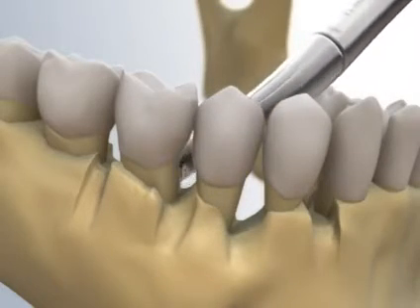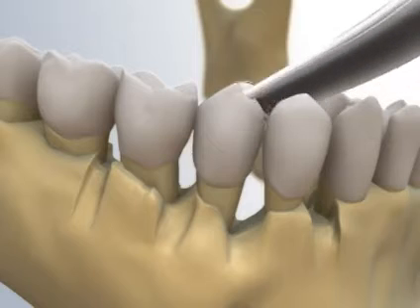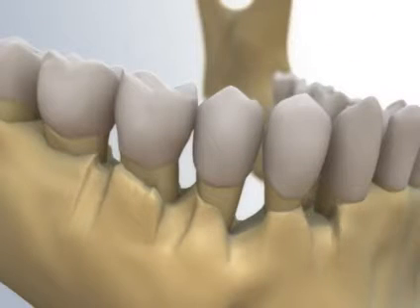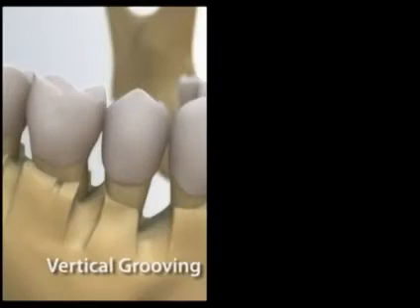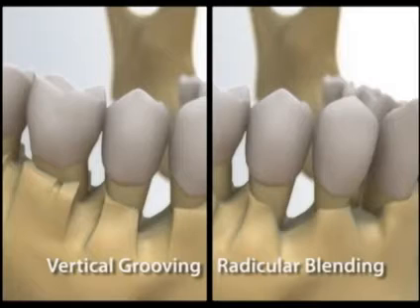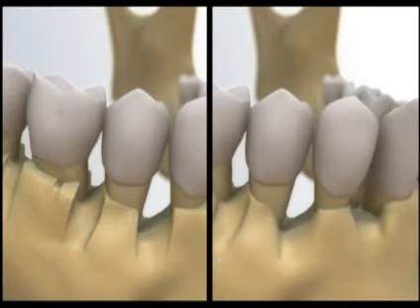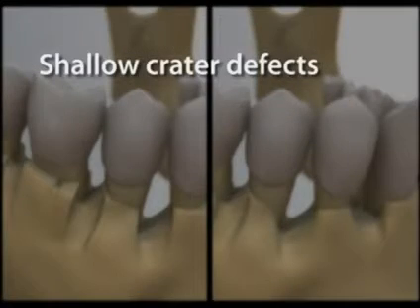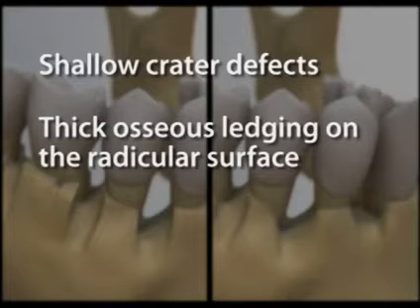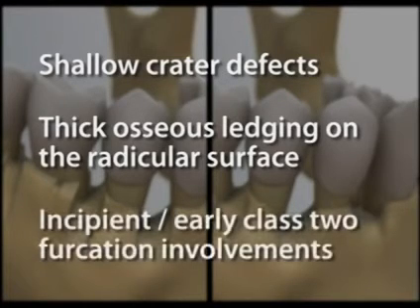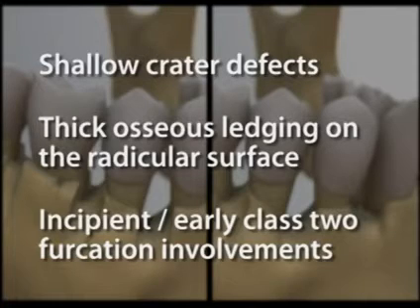This eliminates the craters, achieves a knife-edge osseous margin, and allows the radicular bone to blend into the vertical grooves that were created in the prior step. Vertical grooving and radicular blending comprise the bulk of the osseous resective process. These first two steps can almost entirely be used to treat shallow crater defects, thick osseous ledging on the radicular surface, and incipient and early class II furcation involvements.